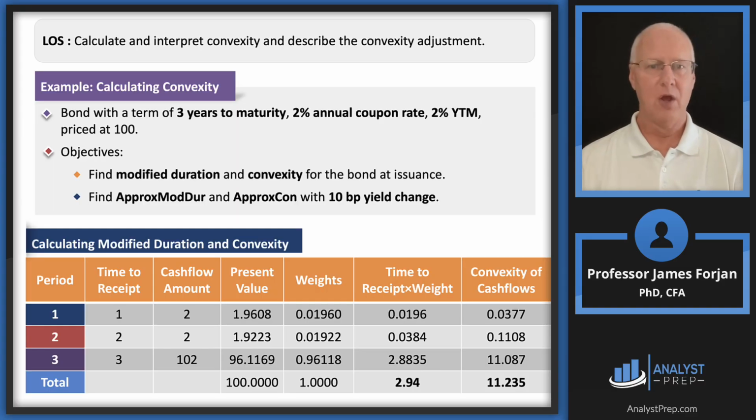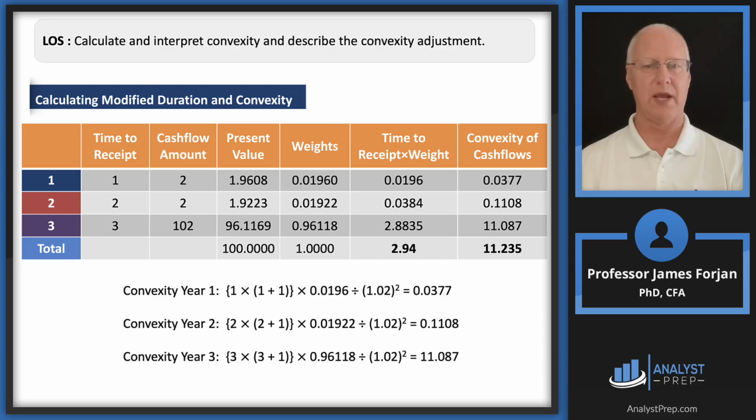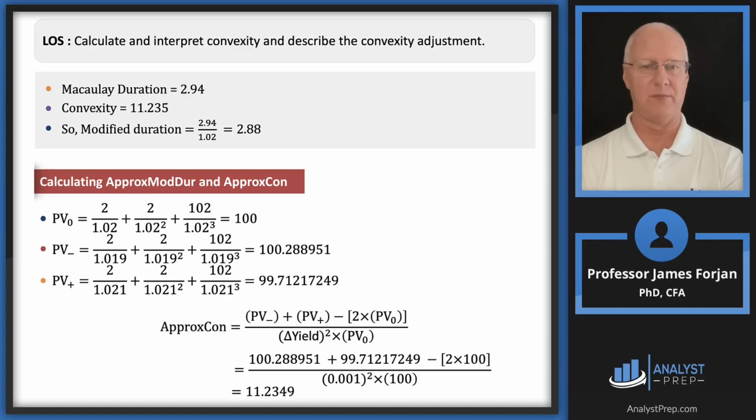So back here, what did we say? Find the approximate modified duration and approximate convexity with a 10 basis point yield change. So what we're going to do is we're going to go ahead and simply say, well, there's our price. Look at the 3 bullet points. So there's our price. We knew it was priced at par value. So if the yield goes from 2% down to 1.9%, then the price is 100.288 and all those digits.